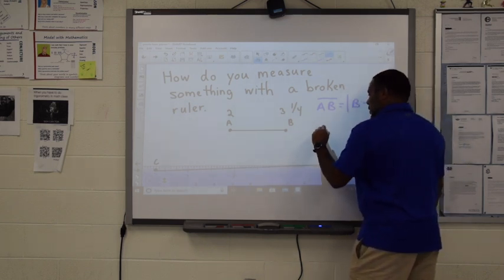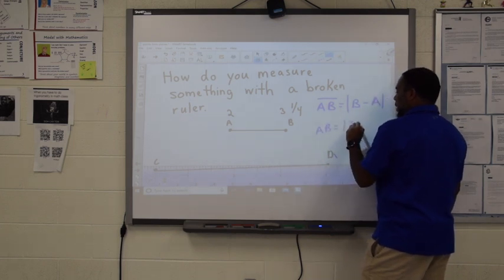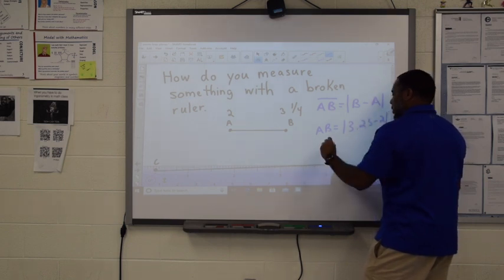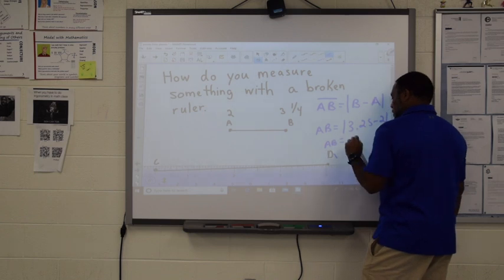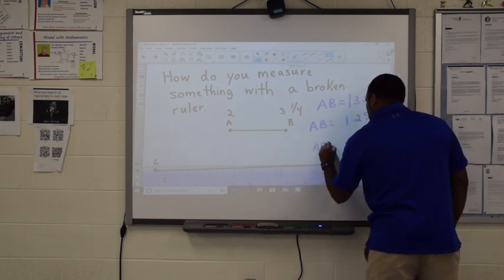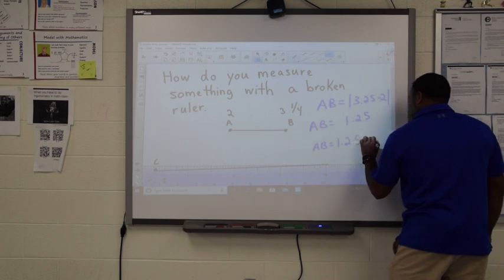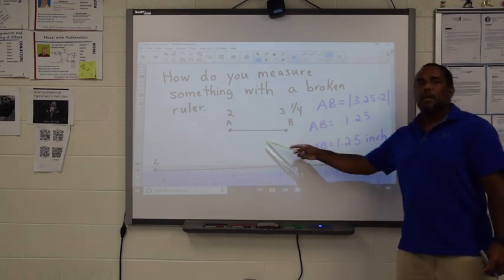And so AB is equal to the absolute value of 3.25 minus 2. So AB is equal to 1.25. So AB is 1.25 inches. And that's the distance from A to B.